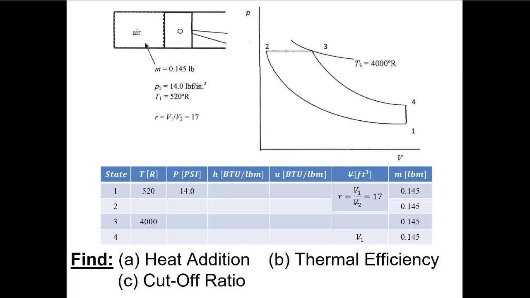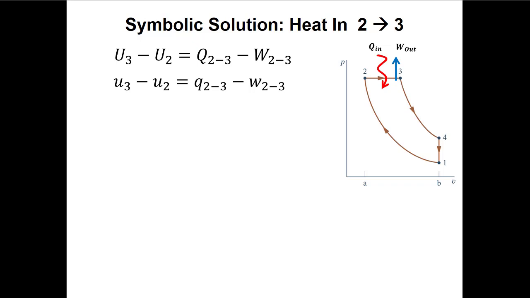In order to do that, like all thermodynamic cycle problems, first we want to talk about how we get symbolic solutions, and then we'll need to fix some states in order to find numerical values for these systems. The symbolic solution for heat in: we've talked about this a little bit already, but we can go through it again. The heat addition happens from state 2 to state 3.